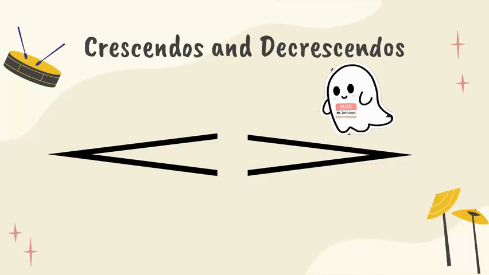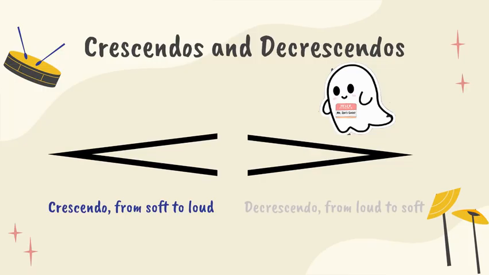Anyways, these things are going to tell you one specific thing, and that's of course you going from one dynamic to another, whether you're going from soft to loud or from loud to soft. The one that's on the left is, of course, the crescendo. Everyone say crescendo. Crescendo. It's this guy right over here on the left side.